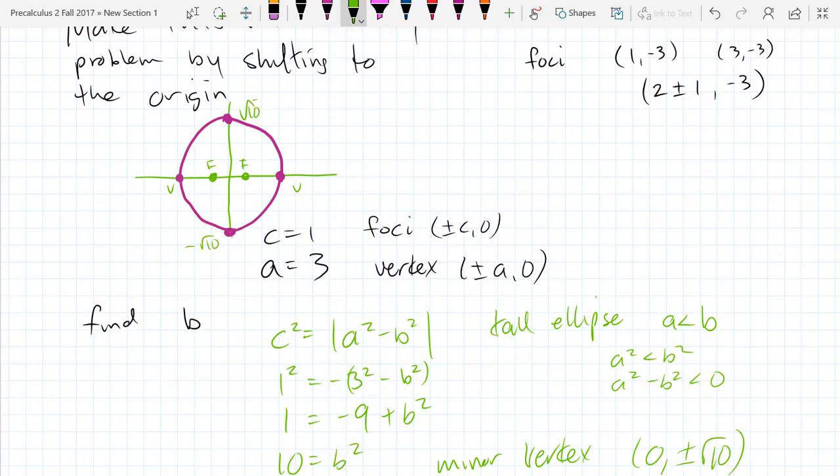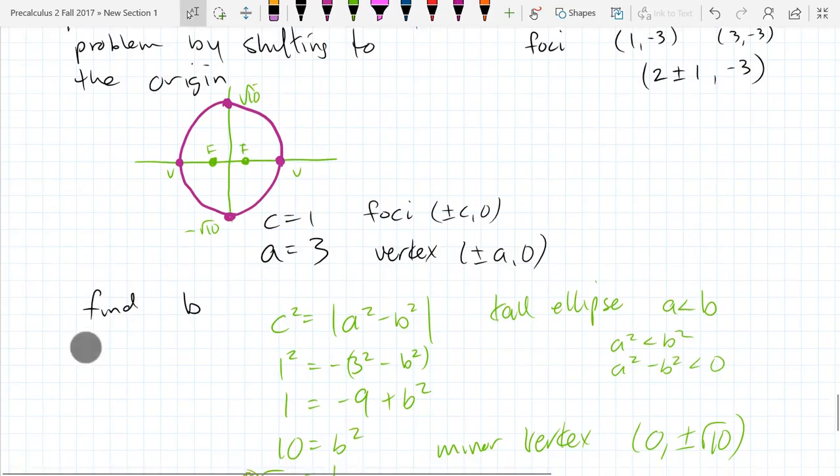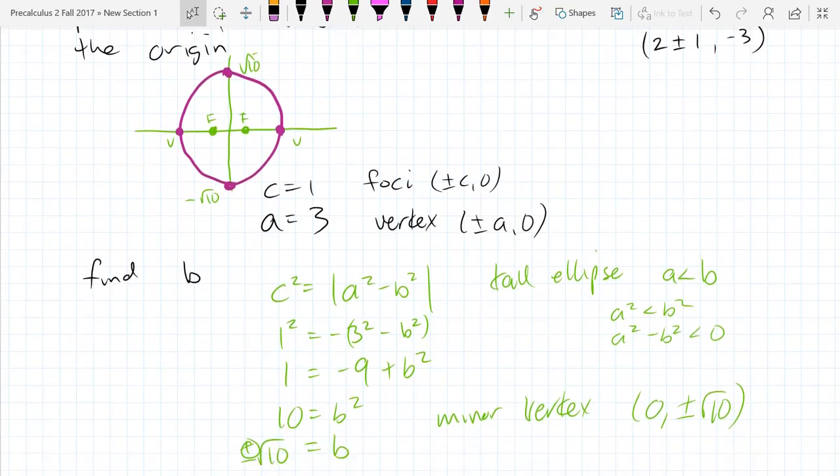So our square root 10, that's not a nice number, but it's really close to square root 9, just a little bigger than square root 9. So a little bigger than 3. And there is our vertex. So the hardest part is probably figuring out what B was. That's generally going to be the most difficult part of these problems.